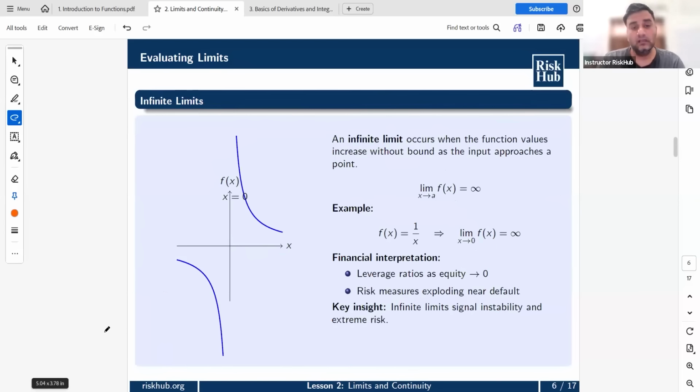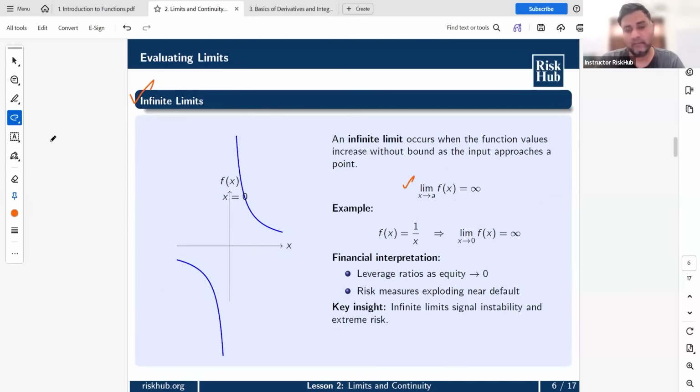Then we have infinite limits. Again, we are introducing a very important concept here. An infinite limit occurs when the function grows without bound. Mathematically, the limit as x tends to a of f(x) is equal to infinity. This means the function becomes extremely large.